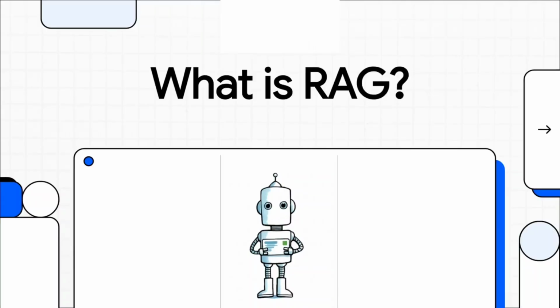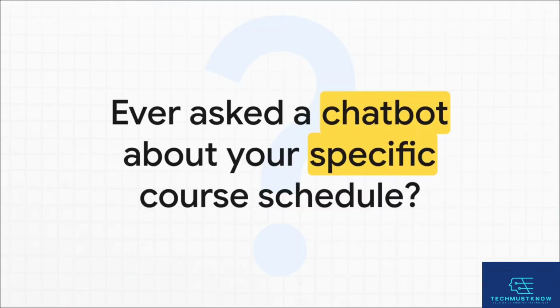Okay, let's talk about AI chatbots. They feel like actual magic, don't they? I mean, they can write a poem, they can plan your next vacation, they can even explain quantum physics. But they have this one huge, really frustrating blind spot. So today, we're going to explore what that is and how this brilliant technique called RAG gives them the one thing they've been missing.